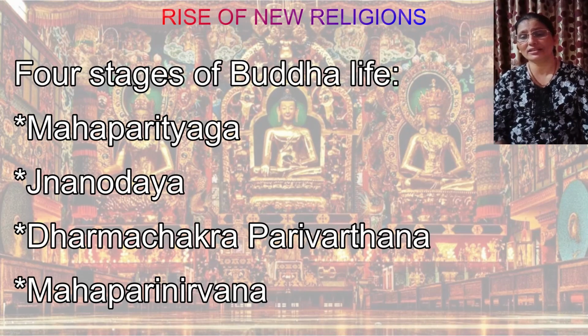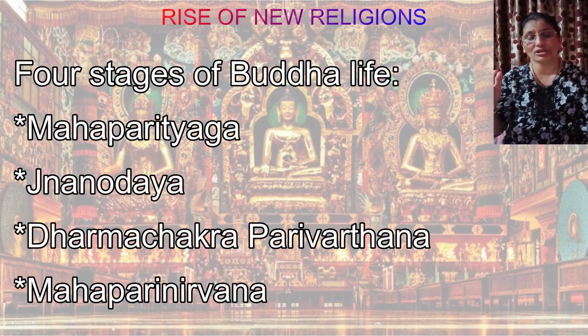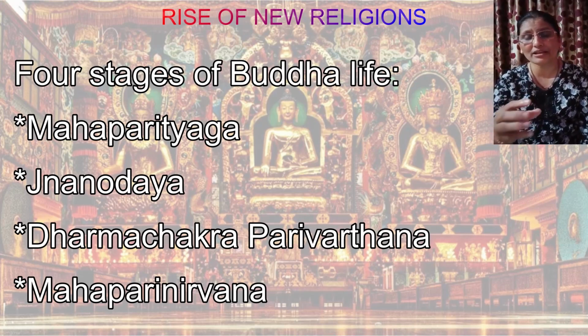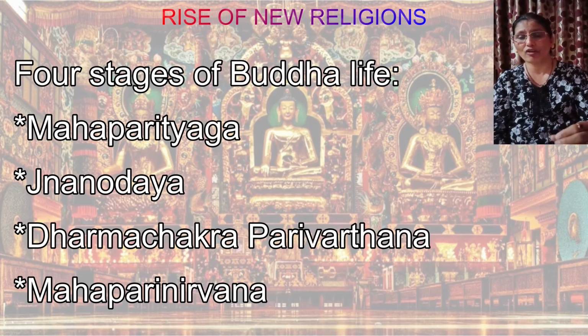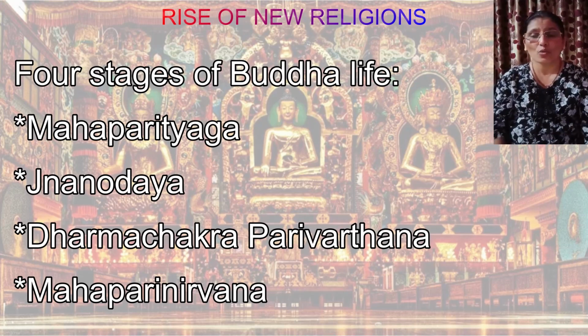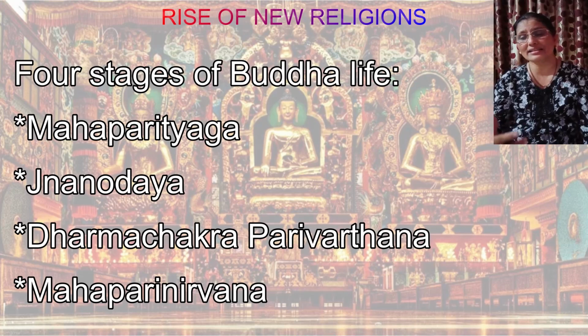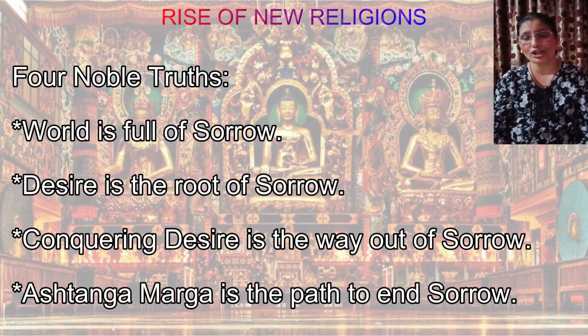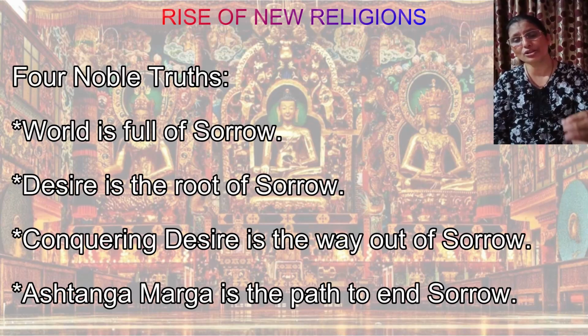Then the third one, Dharma Chakra Parivartana, which means when we listen to the preachings and teachings of the philosophers, we should change our mind and thought and lead a pure life. And the last stage is Mahaparinirvana. That means when we follow the teachings and preachings, we should attain salvation or mukti by doing good works. The basic teachings of Buddha are known as Four Noble Truths.